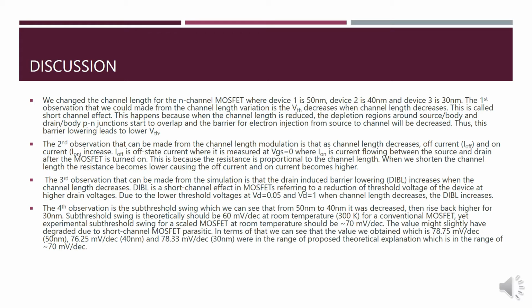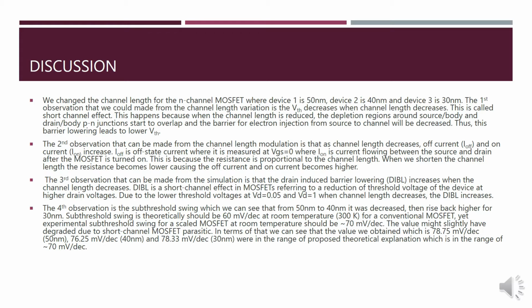The fourth observation is the sub-threshold swing, which we can see decreased from 50 nanometer to 40 nanometer, then rose back higher for 30 nanometer. Sub-threshold swing theoretically should be 60 mV per decade at room temperature for a conventional MOSFET, yet the experimental sub-threshold swing for a scaled MOSFET at room temperature should be around 70 mV per decade. The value might have slightly degraded due to the short channel MOSFET parasitics.